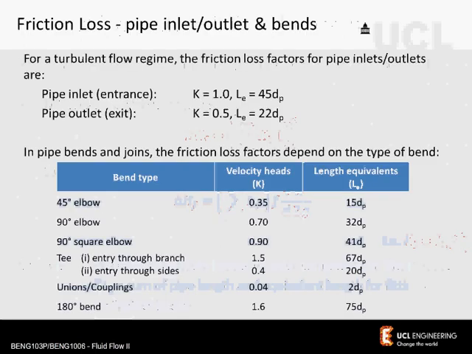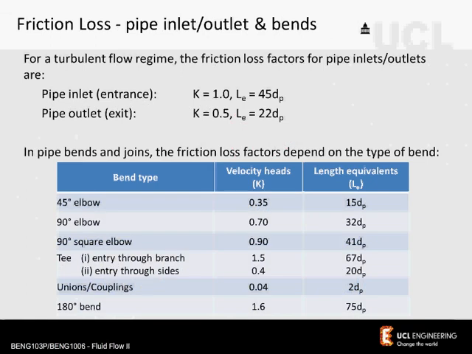So the friction losses caused by different fittings are already very well characterized and widely available as either K factors or length equivalents. For inlets and outlets, you will have a K factor of either 1 or 0.5 respectively, and that's the additional resistance caused by the fluid either entering or exiting the pipe. You'll also have extra resistance as a result of bends and joins, and the friction loss factors depend on the type of bend that you have. So some bends will cause more resistance to flow than others. Those are summarized in the table on the slide there, and I'll also be putting them on Moodle as a separate slide for your reference.